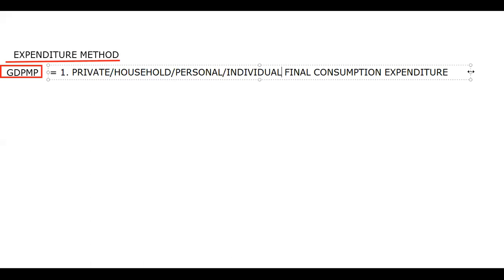See, income method mein we were adding all those points which are income of a person. Expenditure method mein we are taking all those points which are expenditures of persons or of any sector. So first we are taking the expenditure of persons or private or household or individual. Means this is the final expenditure. As you can see, this is the final expenditure.